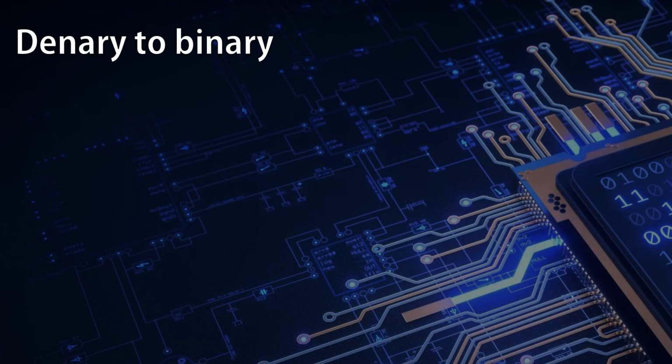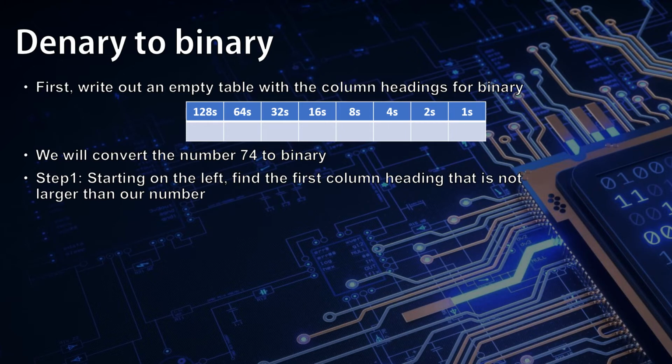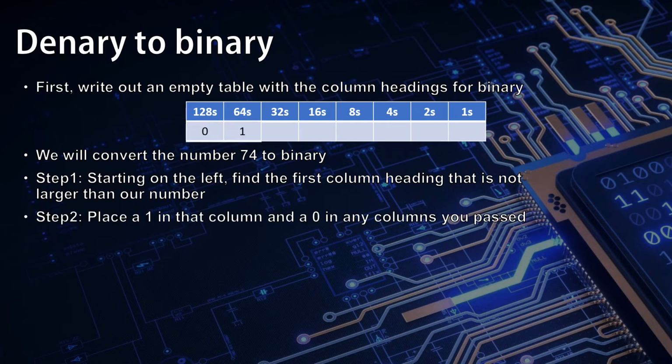There is also a short algorithm you can follow to convert from denary to binary. First, write out an empty table with the column headings for binary. I'll convert the number 74 to binary to show you how it works. Step 1. Starting on the left, find the first column heading that is not larger than our number. Place a 1 in that column and a 0 in any columns that you have passed. In this case, we place a 1 in the 64's column.